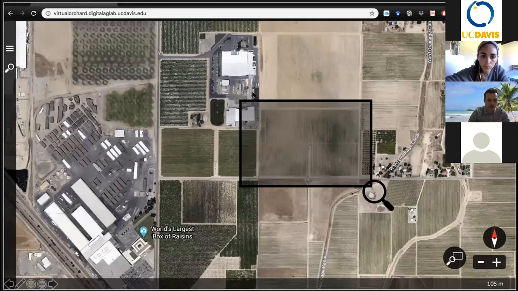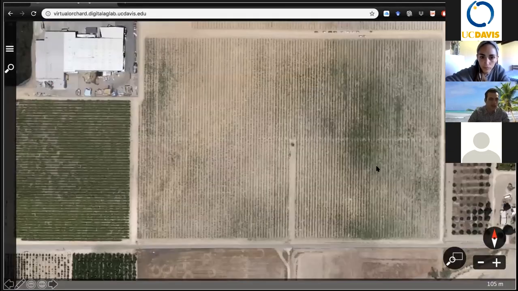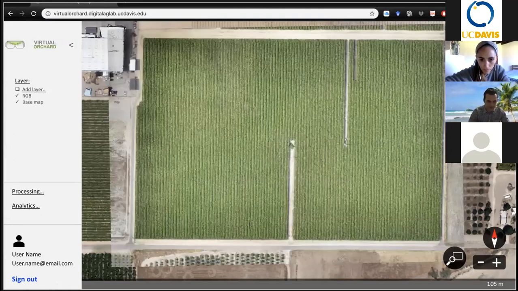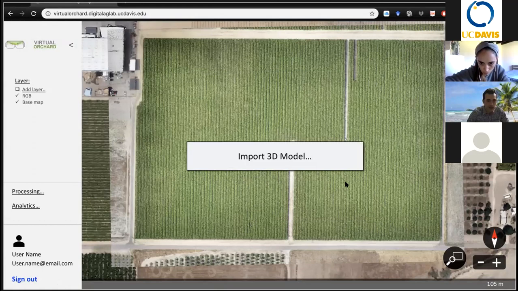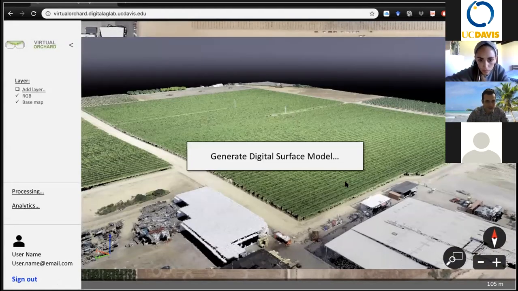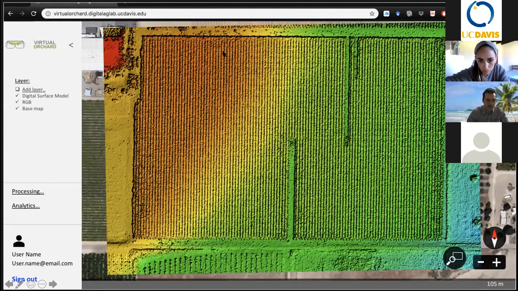Select, for example, your area, zoom on the area, and then you can start uploading your imagery. You can pre-process them and upload them then, or you can just take out the SD card from the drone and upload everything to the cloud. Well, first we will have an updated aerial view of the vineyard. Then we can generate the 3D model, add the 3D model, generate the digital surface model, and add the digital surface model.